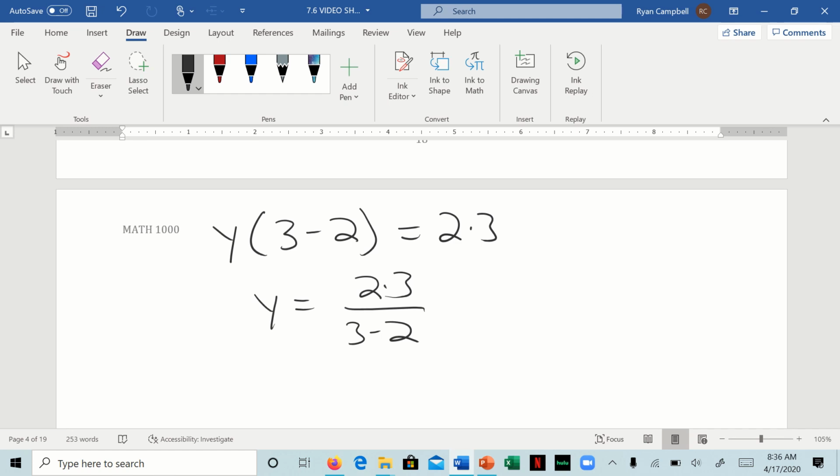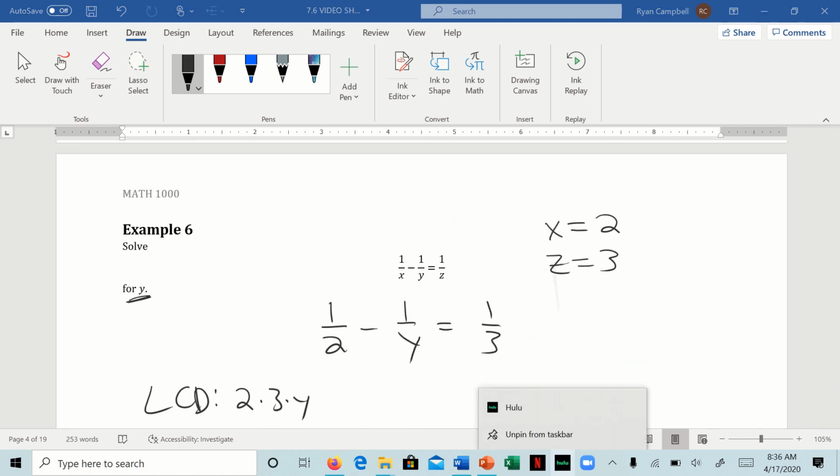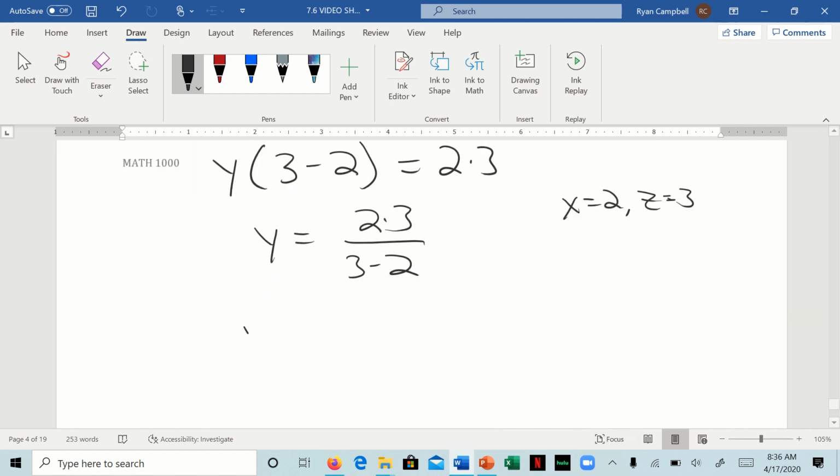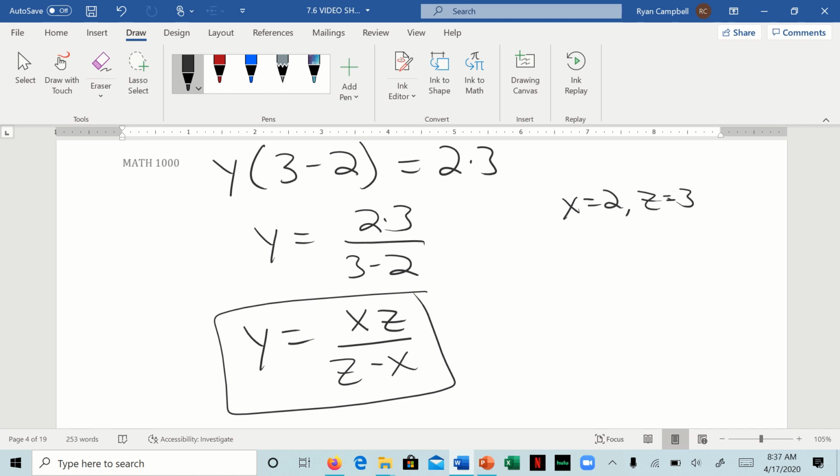Again, that's not 6. We can't do 2 times 3 is 6, and then 3 minus 2 is 1, because 6 doesn't mean anything. We have to leave it like this. Since we said that x was 2 and z was 3, if you leave it like this, you can see our equation is just x times z over z minus x. And there we go. That's potentially another way you could do it if the letters are just messing you up.